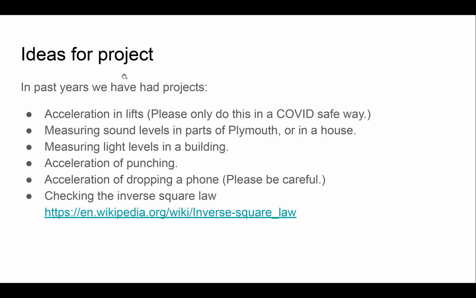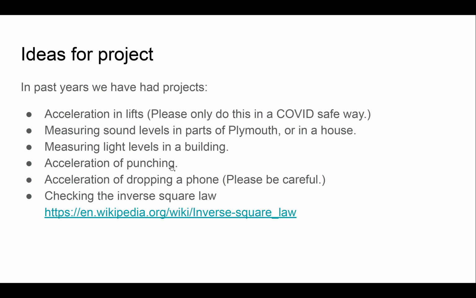Ideas for projects from past years: we've had projects looking at acceleration in lifts, which turned out to be interesting. You can look at sound levels in parts of Plymouth or in a house. This is a good one to have a hypothesis for. I wouldn't just go around to some random place in Plymouth, but I would have some idea of why you're doing the measurements. You can measure light levels in a building, or light levels at times of the day. One person did acceleration of punching. Also, with an accelerometer, you could test some athletic things.